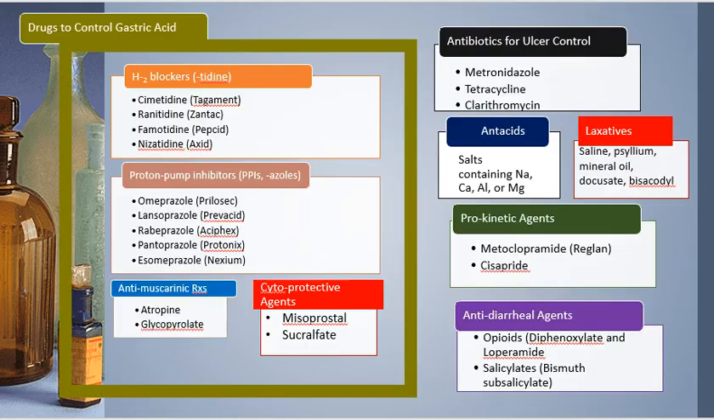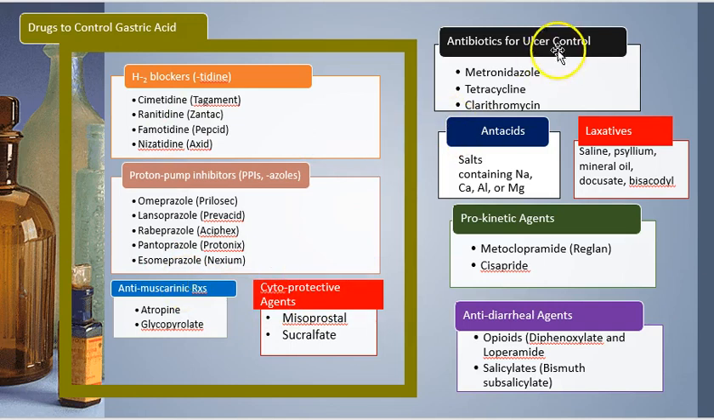I basically divided the lecture into two parts. The first part is drugs that can control gastric acid. We're going to look at the H2 blockers, the proton pump inhibitors, antimuscarinic drugs, and some of the cytoprotective agents. These all mechanistically control gastric acid.